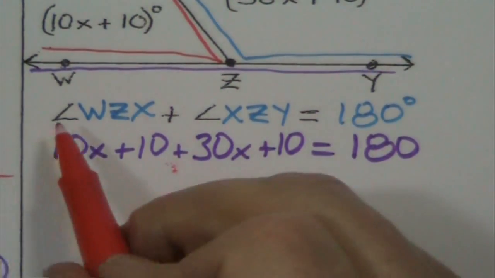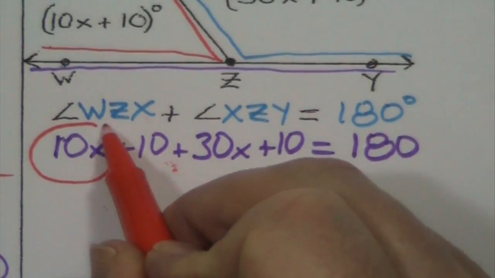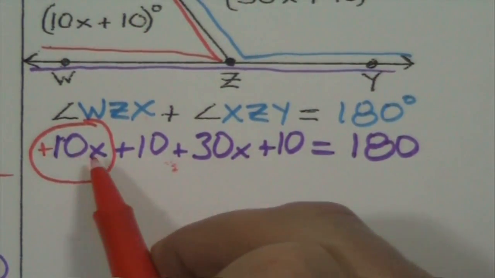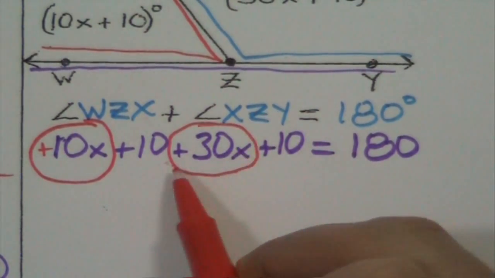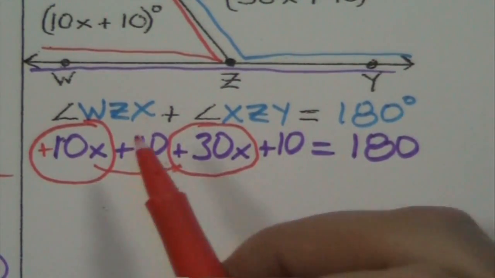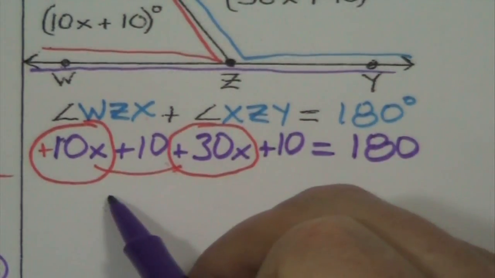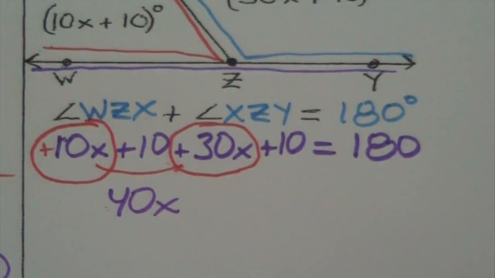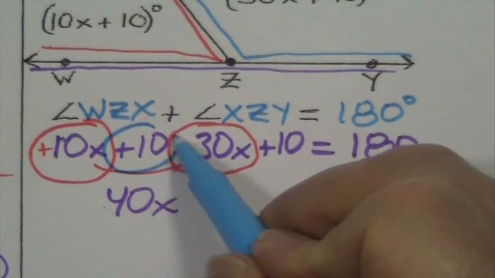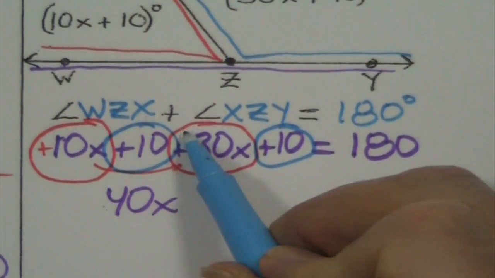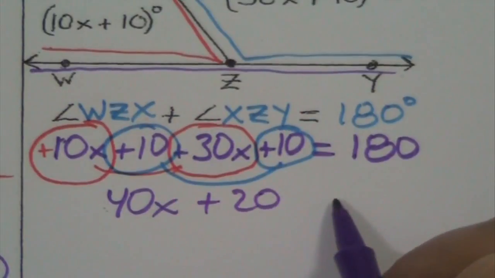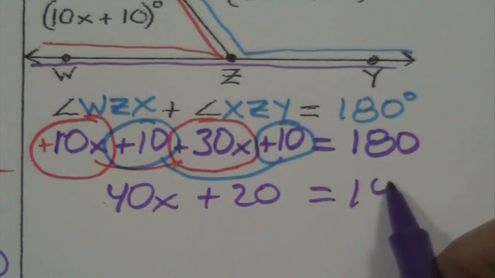Okay, so let's see what we have here. Let's get our x's together. We can use like terms. So you can put a plus if you want to. That's positive 10x. And that's positive 30x. You put those together, 10 and 30, that would make 40x. Okay, then you have the numbers there. So we have plus 10 and plus 10. You put those together, and that gives us plus 20. And all that is equal to 180.